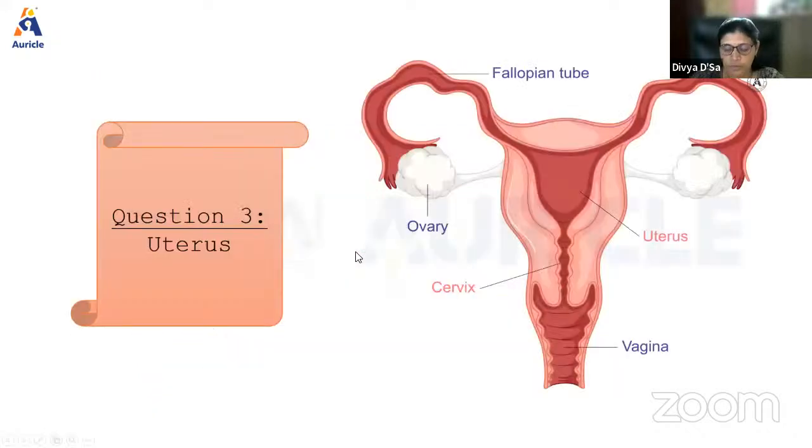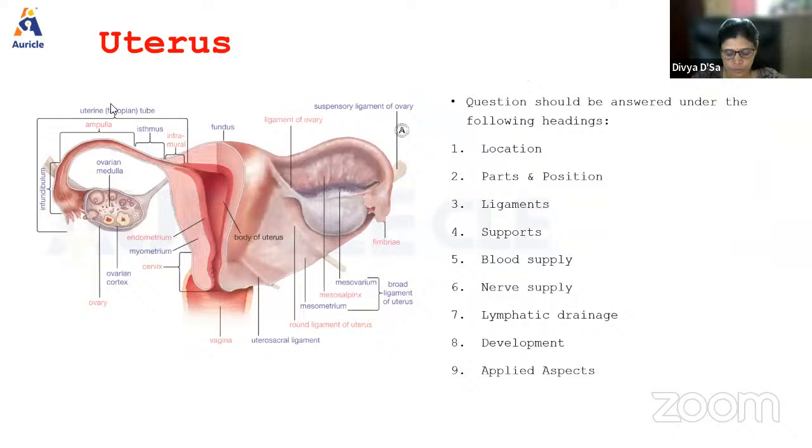Okay, so next we move on to the uterus. For the uterus, you have to know the location, parts and position. Ligaments and supports are very important. Blood supply is important. Lymphatic drainage is very important. A little bit about development and applied aspects.